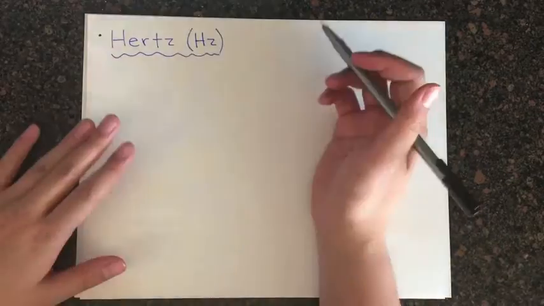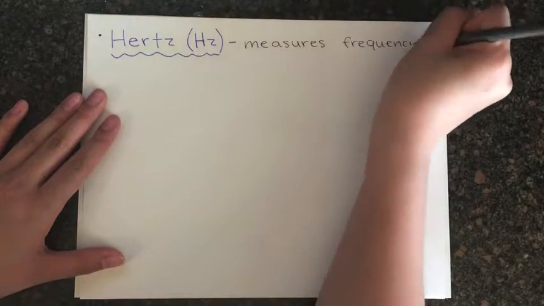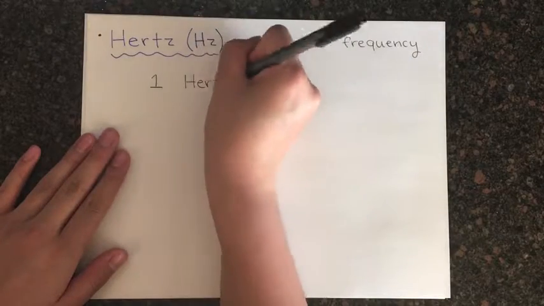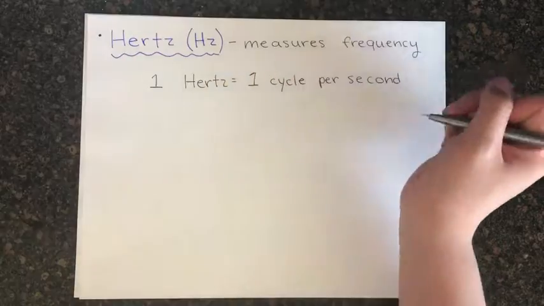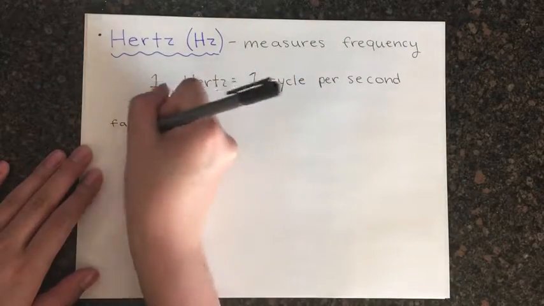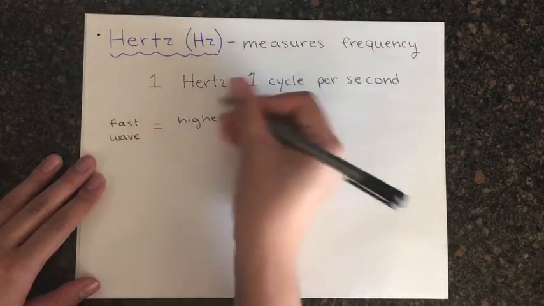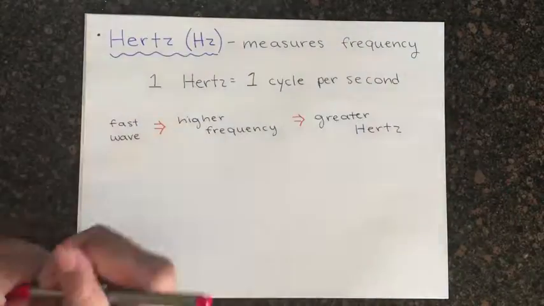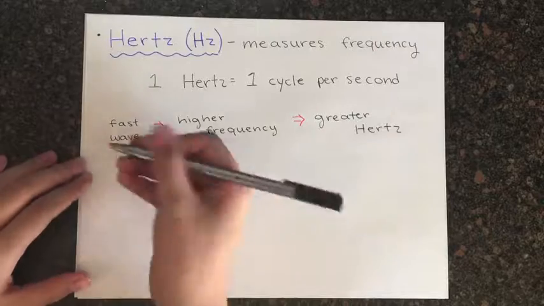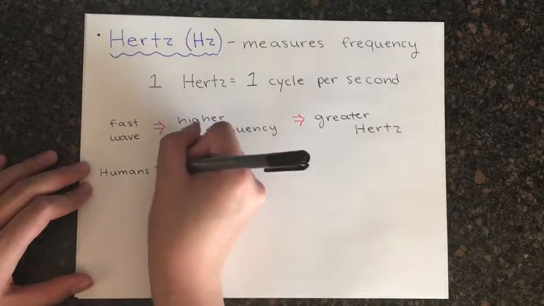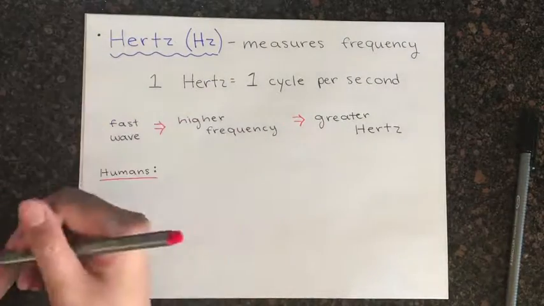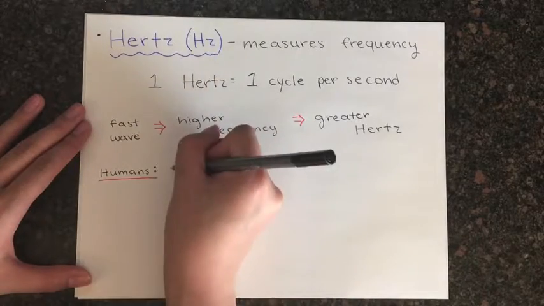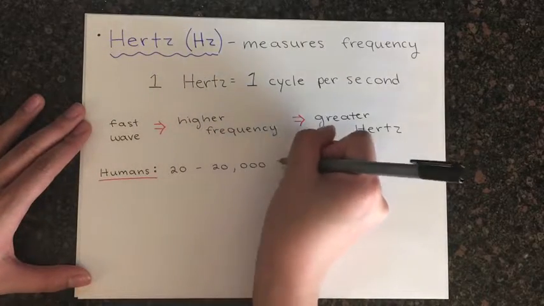Frequency is typically measured in hertz, which is abbreviated Hz. 1 hertz is equal to 1 cycle per second. In other words, if the wave is moving really fast, it has a higher frequency, therefore the sound would have greater hertz. Humans can usually hear anything from 20 to 20,000 hertz, although this often depends on factors such as age, because as you get older, your hearing isn't always as good.